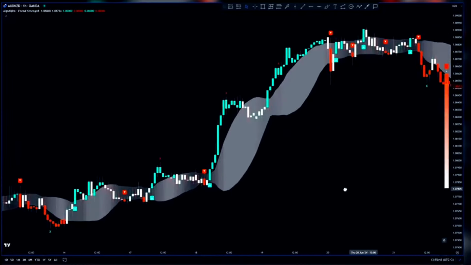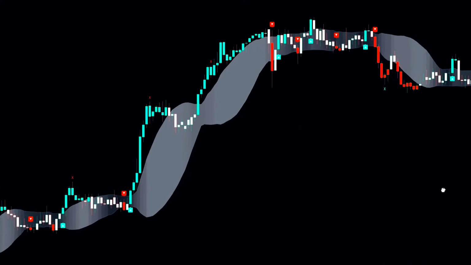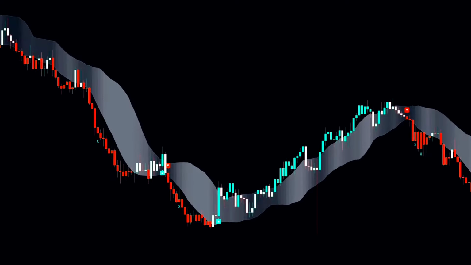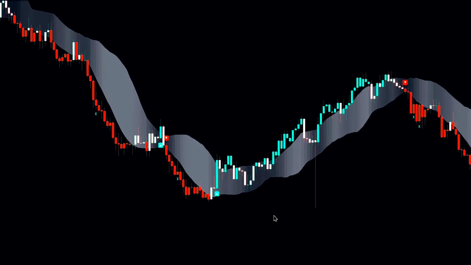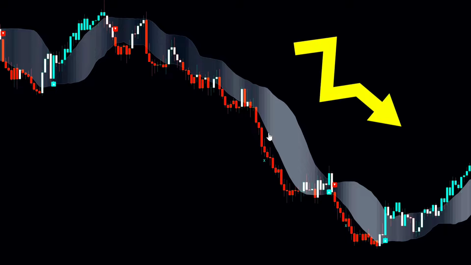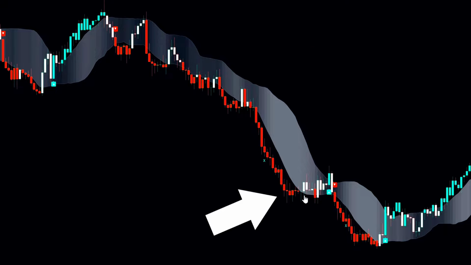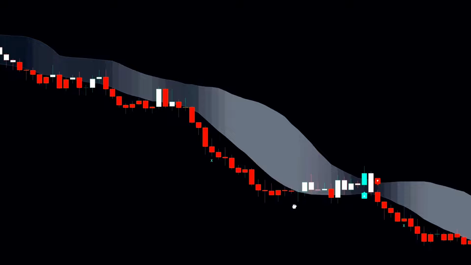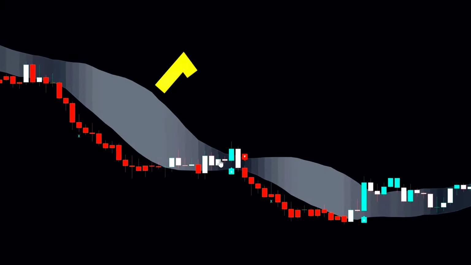Let's break down how this indicator works. Firstly, the indicator consists of a trending cloud across your chart. This cloud serves as a tracker for the market trend. When the price is above the cloud, it signifies a bullish trend. Conversely, if the price is below the cloud, it indicates a bearish trend. If a candle closes within the cloud, it signifies a non-trending or consolidating market where you should avoid entering any trades.